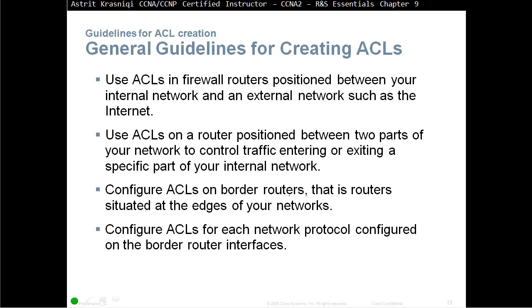General guidelines for creating ACLs. Use ACLs in firewalls and routers positioned between your internal network and an external network, such as the internet. Well, that's most of the time where we put our ACLs, in our router where we connect to the internet. Use an ACL, access control list, on a router positioned between two parts of your network to control traffic entering or exiting a specific part of your internal network. So you don't have to just put it where you connect to the internet. You can put it between two parts of the network.